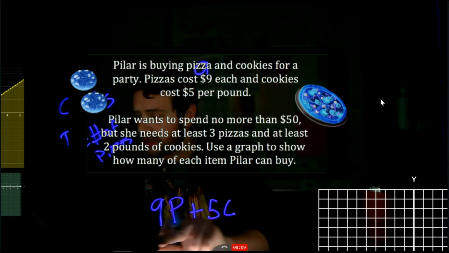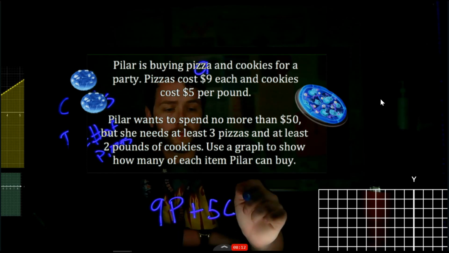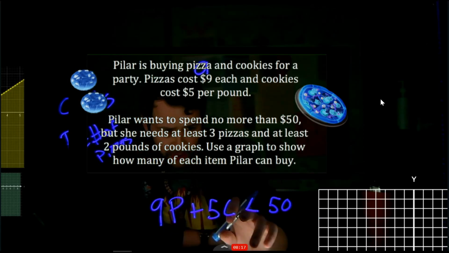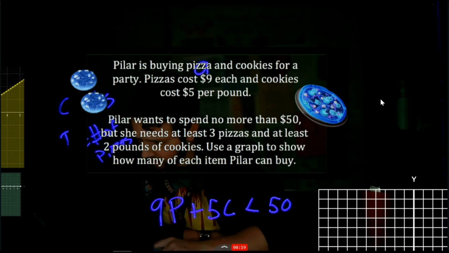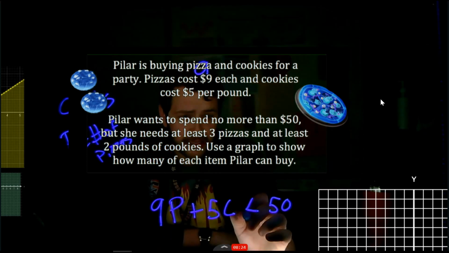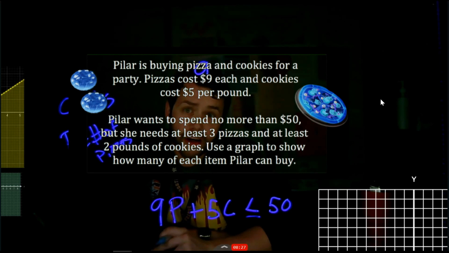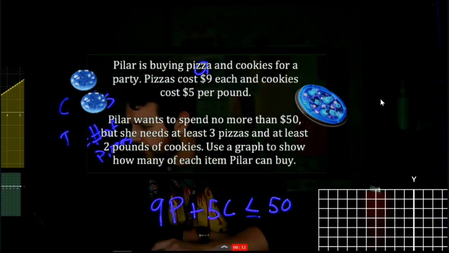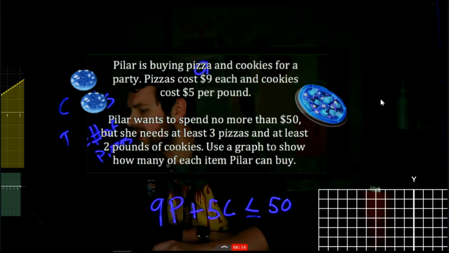So this is how much we spend. I want this to be less than 50. Could it be equal, though? Could I add that little line right there? The answer is yes, I could. No more than 50. It could be 50, just no more than. Now, she needs at least 3 pizzas and at least 2 pounds of cookies.